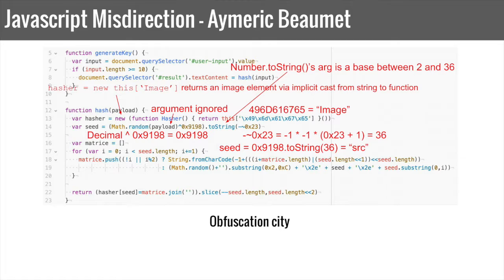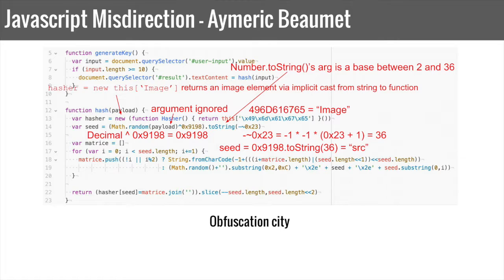Okay, so that's that first line. Basically, what's happening there is we have hasher equals new this image, which returns an image element via an implicit cast from string to creating an object. And so that's pretty interesting that in a single line you could take this hex encoded string and turn it into a real HTML element that can be inserted into the DOM just in one single line. Now 14 is even trickier, right? So the first thing to notice is this call to math.random.